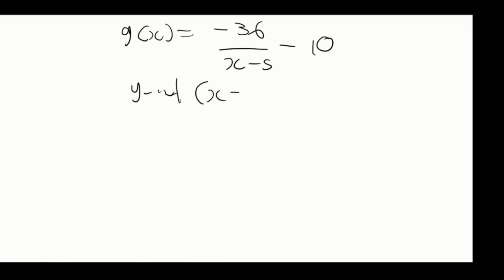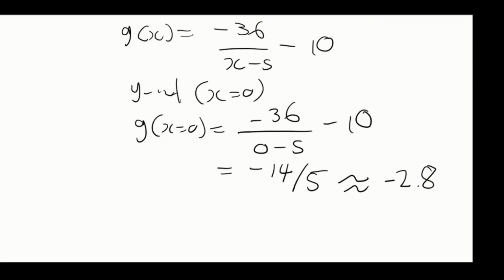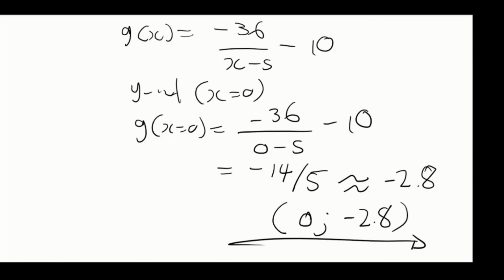So remember that our graph of g(x) is equal to -36 over (x - 5) minus 10. To find the y-intercept, x is equal to 0, so g(0) is equal to -36 over (0 - 5) minus 10. You punch your calculator and you will find -14 over 5, which approximates to -2.8. So to write in coordinate form, we have (0; -2.8) as our y-intercept.